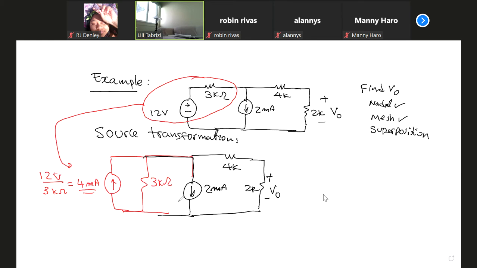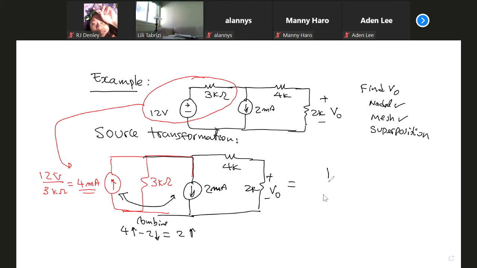Okay. Now, notice that I have two current sources in parallel. I can combine them. 4 milliamp is going up, 2 milliamp is going down. So the net value is 4 up, 2 down, so it's equal to 2 milliamp up. I can simplify as 2 milliamp up. No other changes.